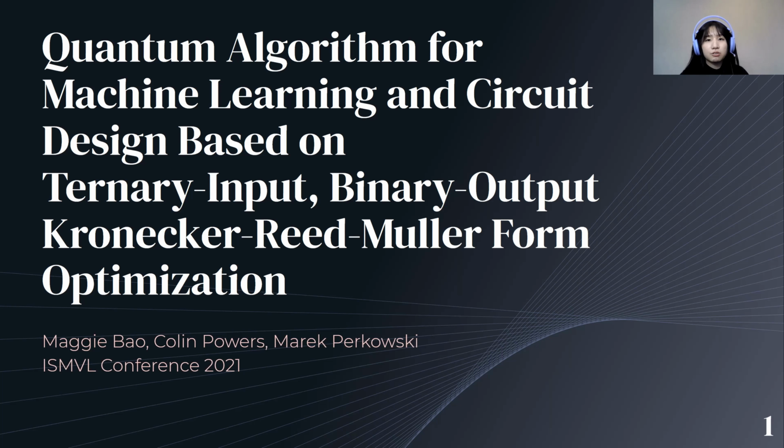Past papers have described designs of quantum oracles to minimize binary input, binary output Boolean functions using Grover's to select the least expensive Reed-Muller form. The goal of this paper is to do the same for ternary input, binary output functions for machine learning.